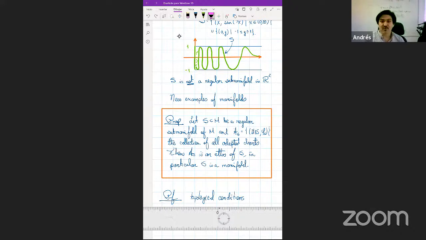And going back to the previous example, that's why this fails. Any small neighborhood that you take there is not locally Euclidean, right? You have several vertical segments. Okay.